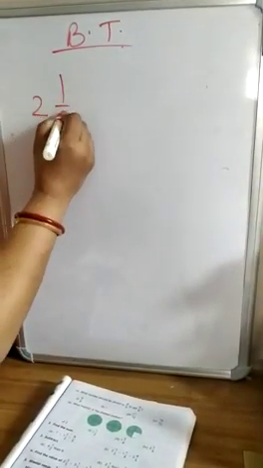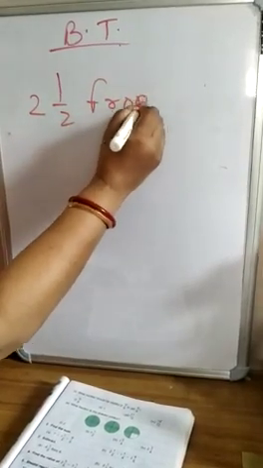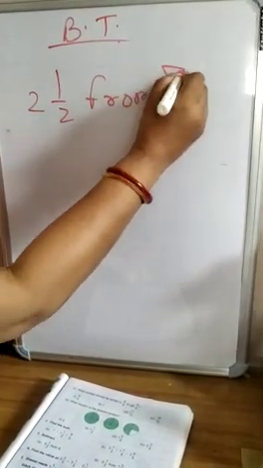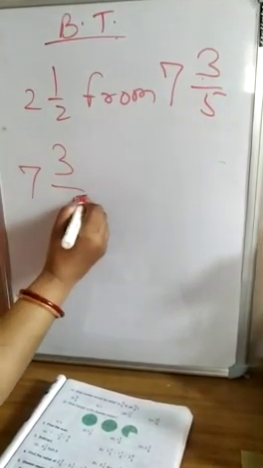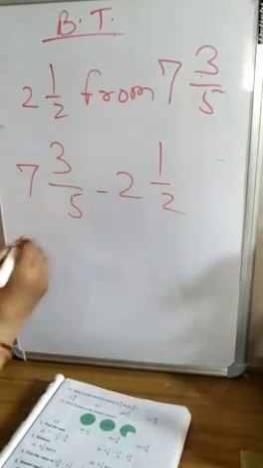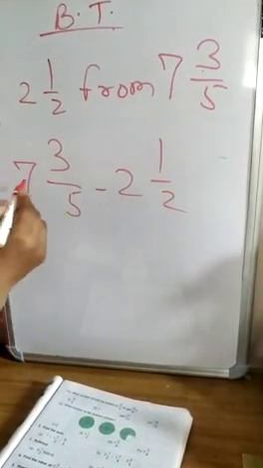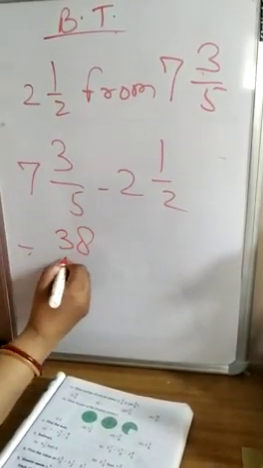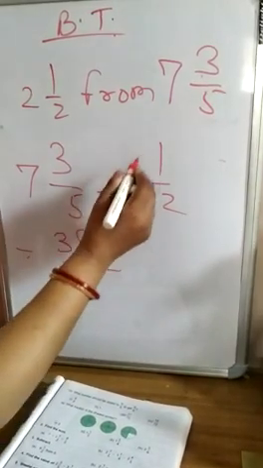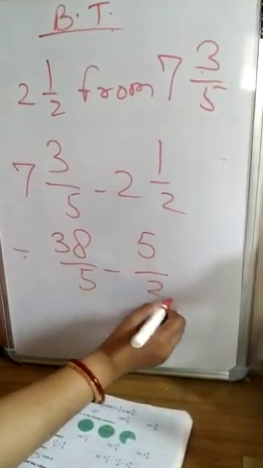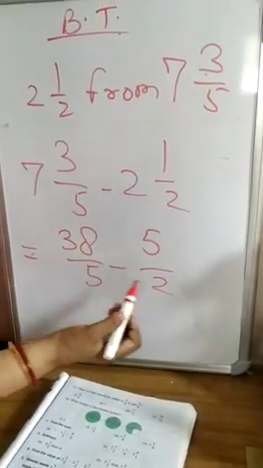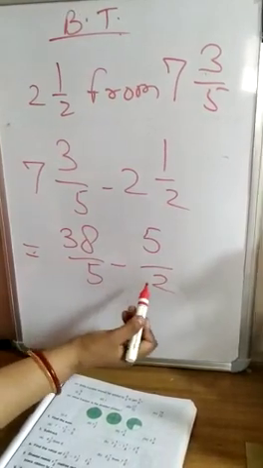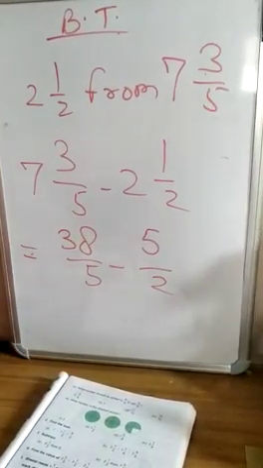Here in B, subtract 2 1 by 2 from 7 3 by 5. So how will you write it? 7 3 by 5 minus 2 1 by 2. Now convert it into fractions. 7 times 5 is 35 plus 3, 38 by 5, minus 2 times 2 is 4 plus 1, 5 by 2. Now these are unlike fractions, so convert them into like fractions. Firstly make the denominators the same and do the subtraction.